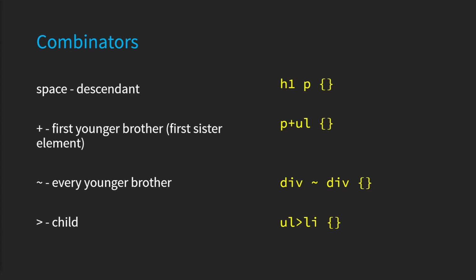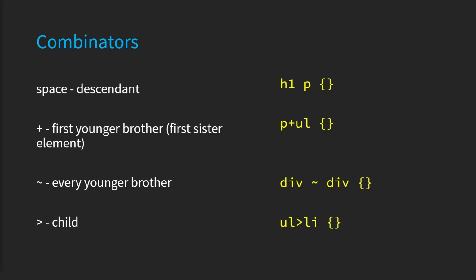And as we can see in the example, we have a rule h1 space p, which we can read from the end like this: take the p tag, which is a descendant of the h1 tag. Next we have a plus sign, which is the first younger brother, or a first sister element, which we can call it. And for this example, we have a rule p plus ul, which again we can read from the end like: take the ul tag, which is the first younger brother of the p tag.